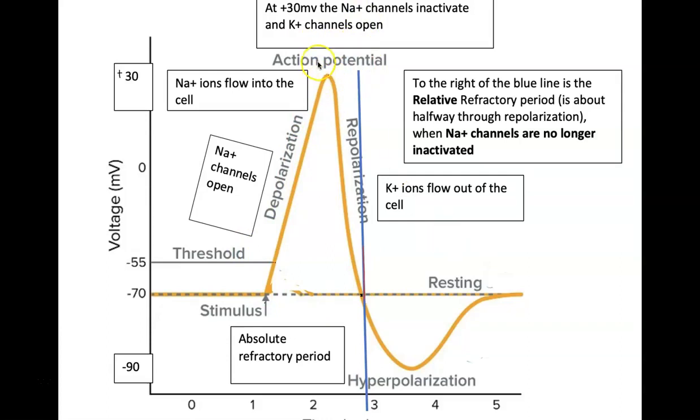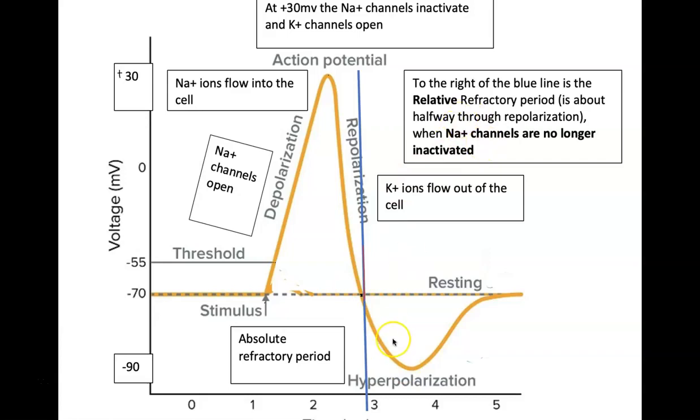And potassium is leaving the cell. You're losing positive ions, so it's coming back down and actually dips below resting. So it hyperpolarizes a bit and comes back to resting. During this time, when your cell is below resting potential, that's called the relative refractory period.